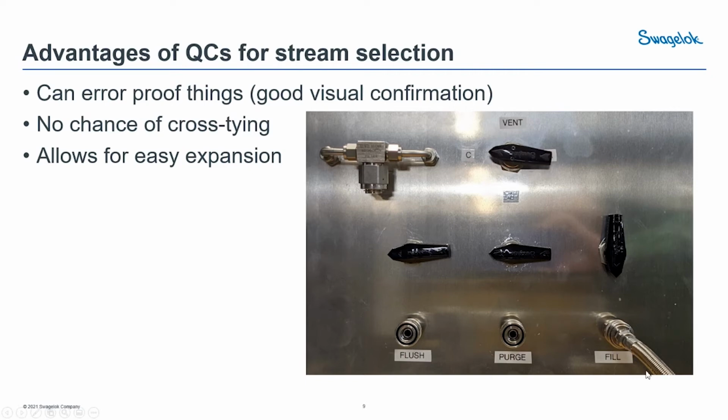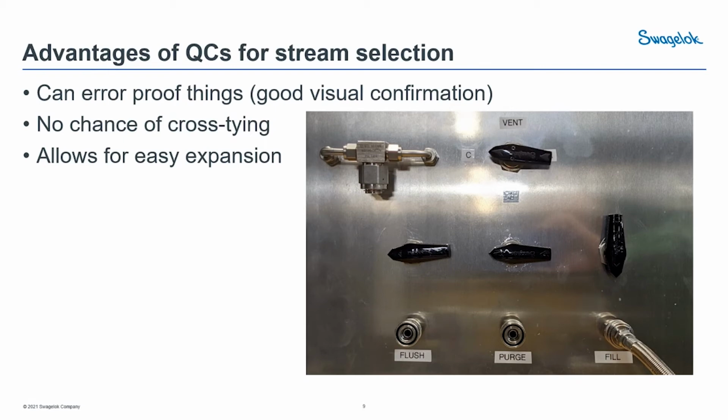That's how they've got it set up right now. They're filling the tote, so they've got the quick connect plugged into the fill line with the valve open for that. We've also got a filter here, which is a really nice feature for a quick connect because there are a lot of small flow passes, and if you don't filter, you could have problems with the operation down the line. So the advantages of quick connects for stream selection: one thing, you can error-proof things. You can see right here that you are connected to the fill line. You're not purging, you're not flushing.